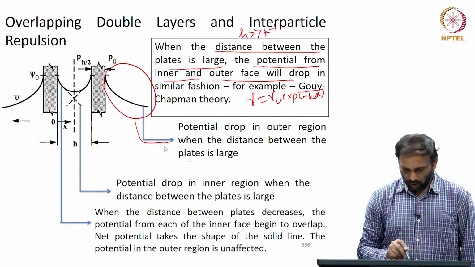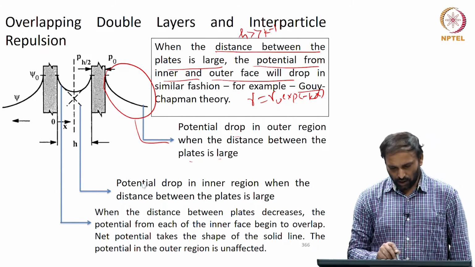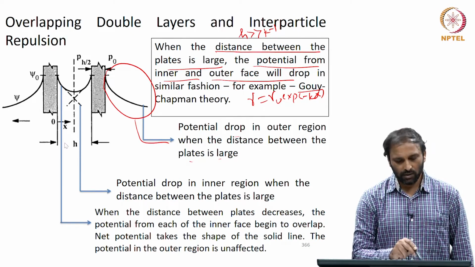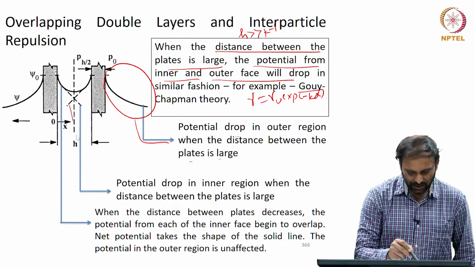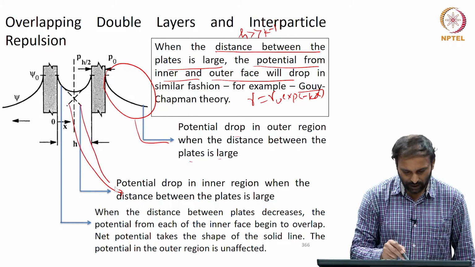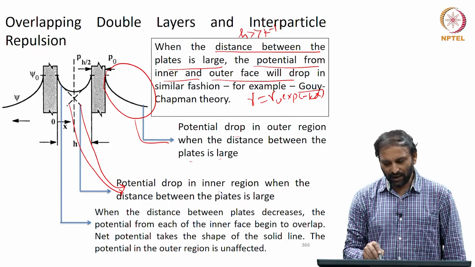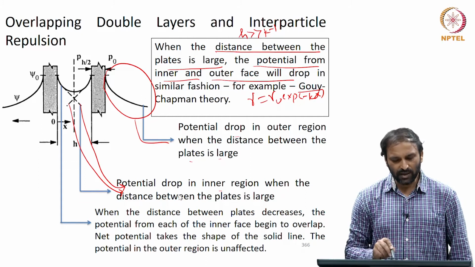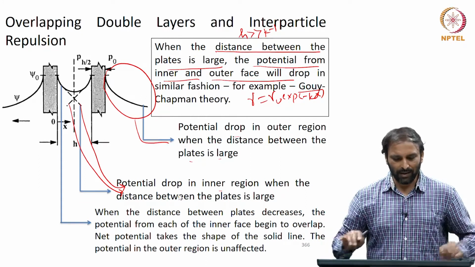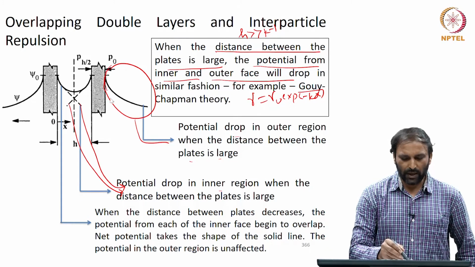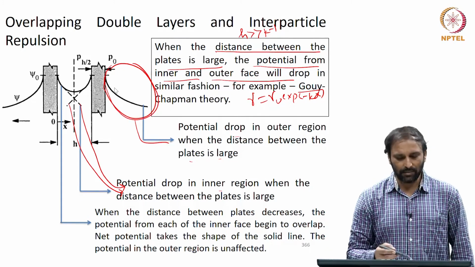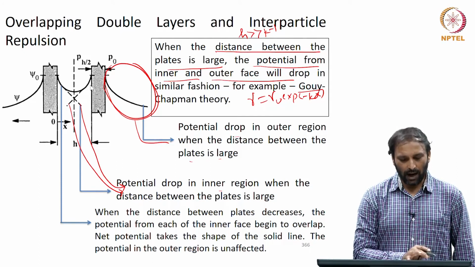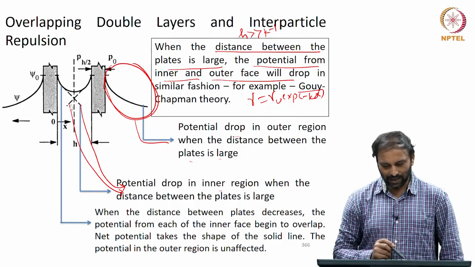Now, there are some dashed lines in between. If you look at this dashed line, this as well shows the potential drop in the inner region when the distance between the plates is large. That means, when they are sufficiently far apart, the way the potential varies in the inner region is exactly the same as the way the potential varies on the other face, and that is captured by this dashed line.